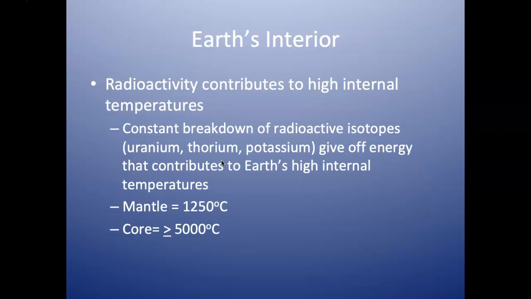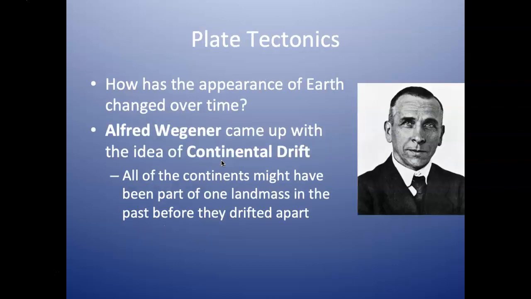Okay, the Earth's interior also is radioactive due to the high internal temperatures. What happens is the radioactive isotopes are constantly being broken down: uranium, thorium, and potassium. This then gives off energy that contributes to the Earth's high internal temperatures. The mantle is going to be about 1,250 degrees Celsius, while the core can be over 5,000 degrees in temperature.